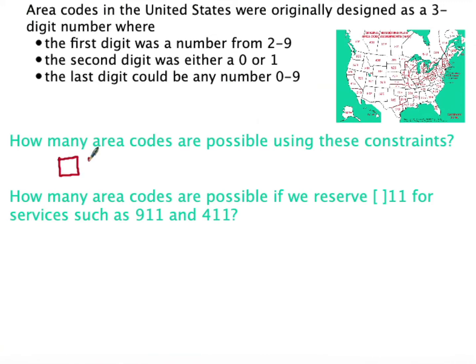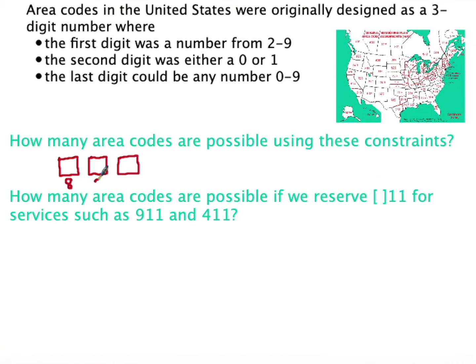So my favorite way to figure this out is just to make a spot for each digit and then decide how many possibilities there are for each spot. And so if the first digit is a number from 2 to 9, how many numbers is that? It's actually 8 different numbers. Count it on your fingers if you don't believe me.